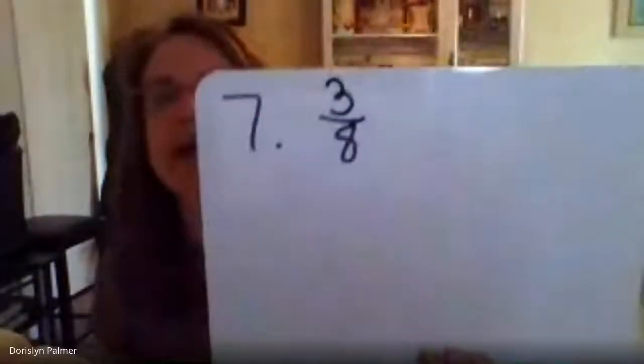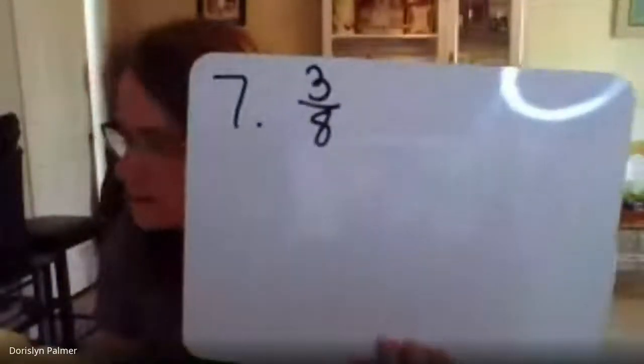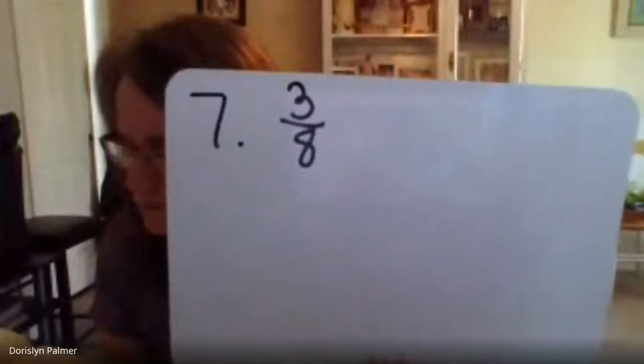Number 7, Grant. Number 7, I got 3 8ths. Good. Number 8, Grace. For number 8, I got a half. Good. Number 9, Alex.